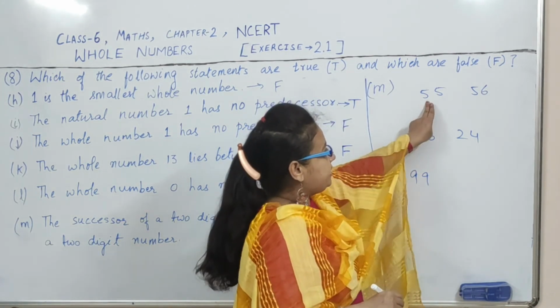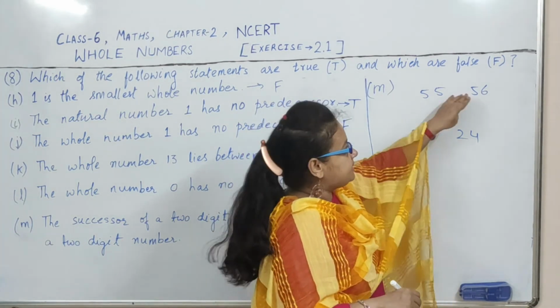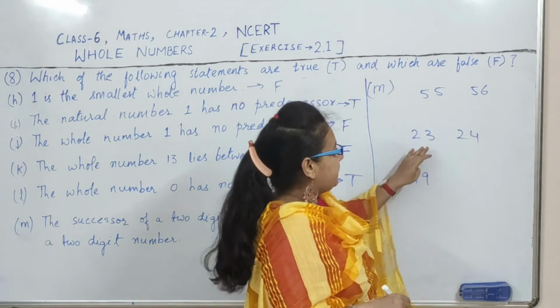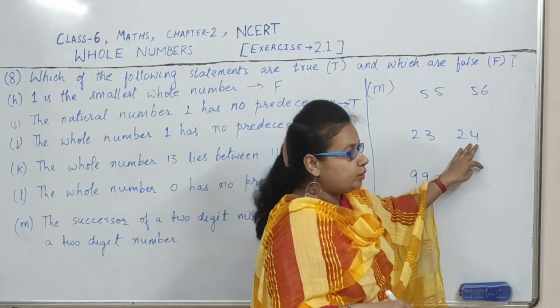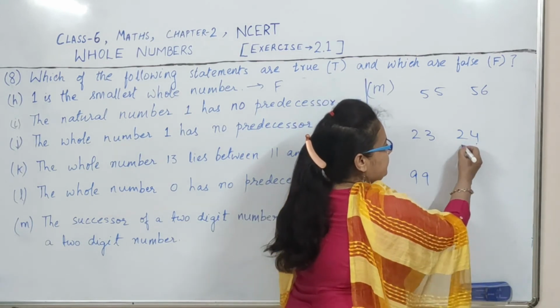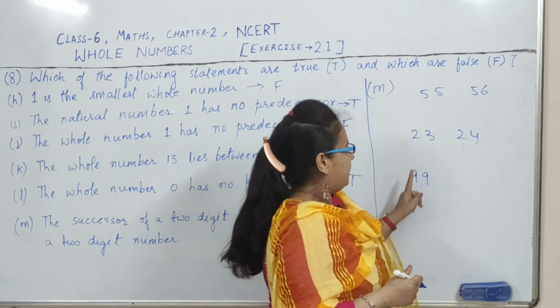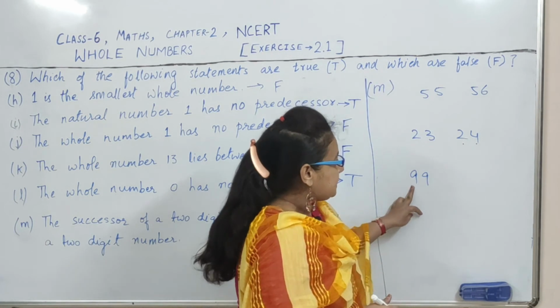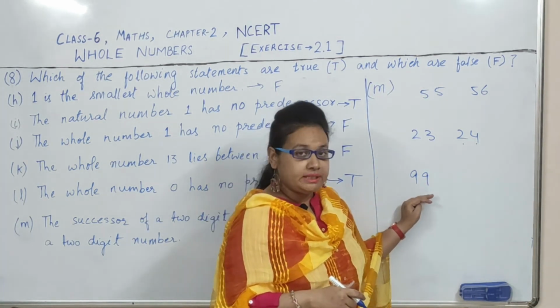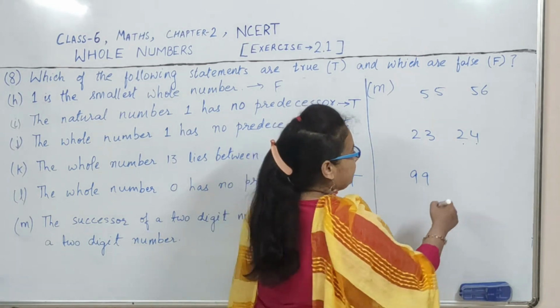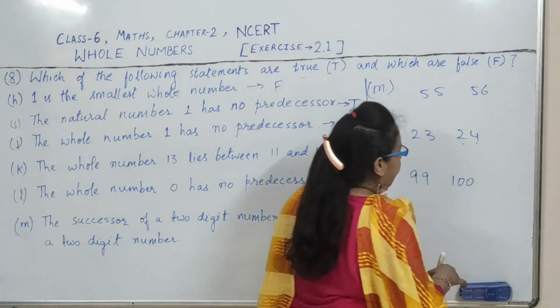These all are two-digit numbers. See, this is a two-digit number. Its successor is also a two-digit number. This is one digit and this is the second digit. Okay. Now, what is the successor of 99? 99 is a two-digit number. What is its successor? Its successor is 100.